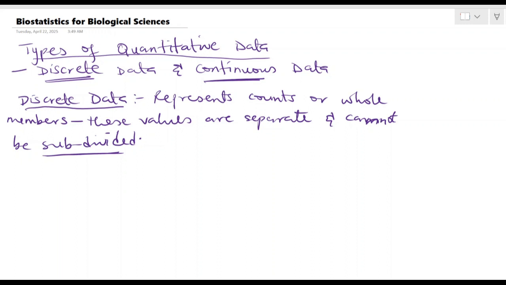For example, the number of leaves on a plant or the number of patients visiting a clinic each day are examples of discrete data. Why? Because you cannot have half a leaf or half a patient. It has to be whole numbers. They are separate on their own and cannot be subdivided. You cannot say we have 10 and a half, or 10 and one quarter patients attending the clinic today. It has to be whole numbers. Then continuous data, which is the next type of quantitative data.